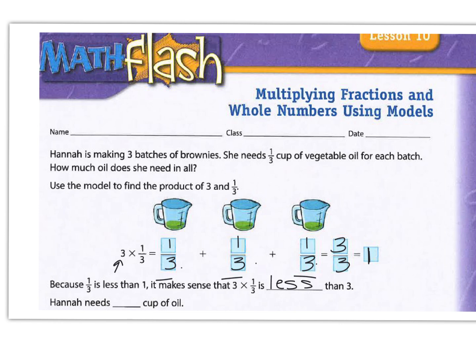Okay, so 1/3 is not a whole number, right? It's a partial number because it's a fraction. So when you multiply it by 3, it is less than 3. So Hannah needs 1 full cup of oil. That's what we figured out over here.